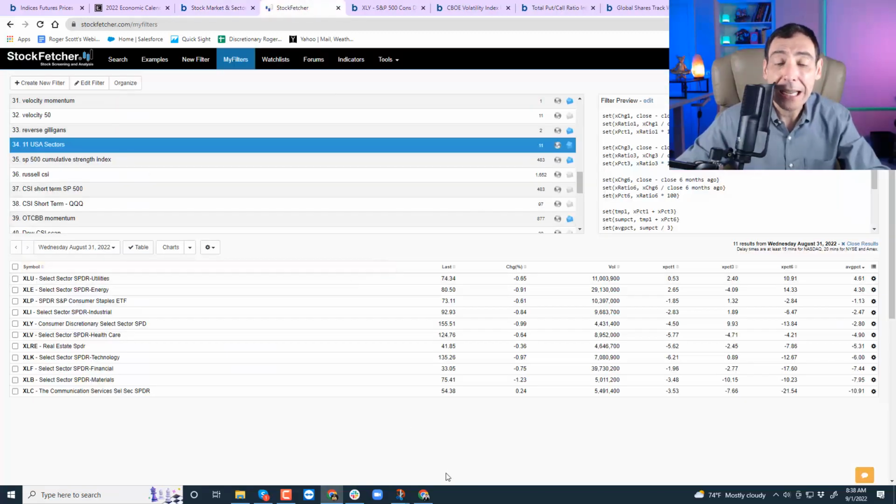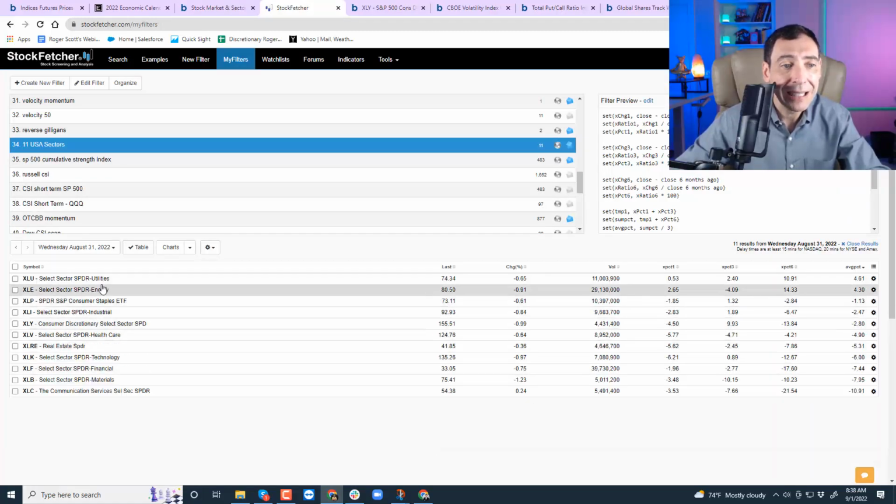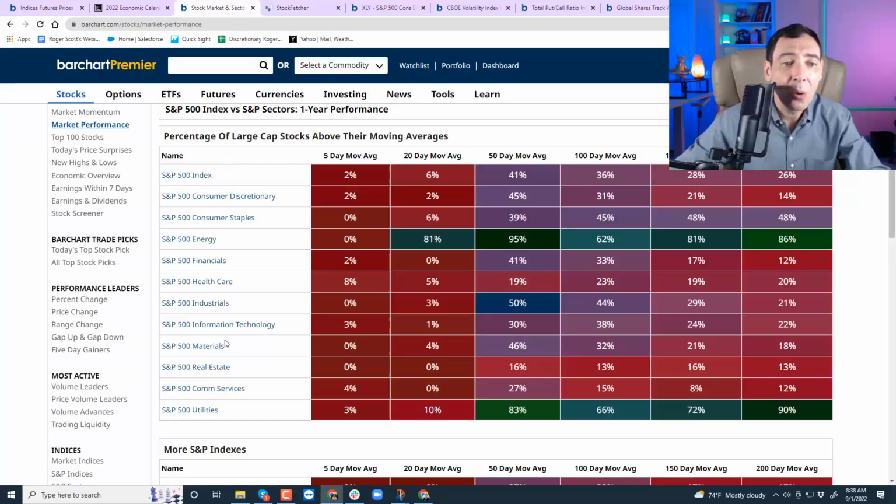Now, today happens to be Thursday, and on Thursday, I always give you the strongest sector, strongest option. It's utilities right now. And you know what? Look at utilities. 90% are trading above the 200-day moving average. 88% are trading above the 50-day moving average.